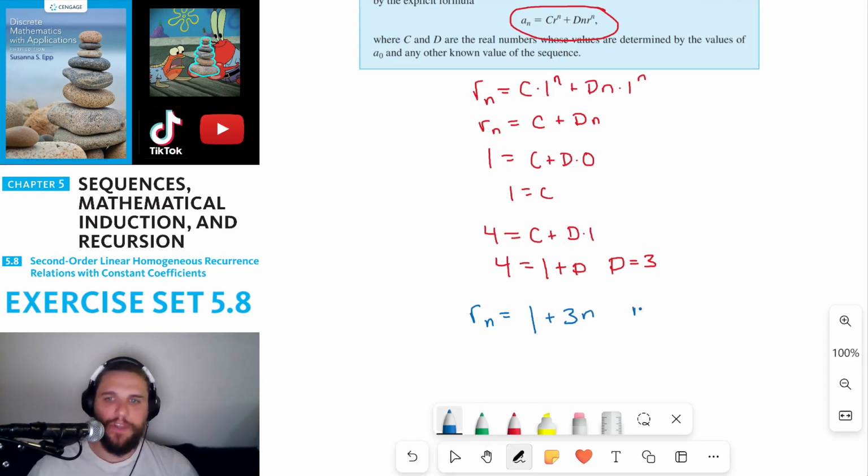And that is the explicit formula for our sequence, and this works for every integer n greater than or equal to 0.